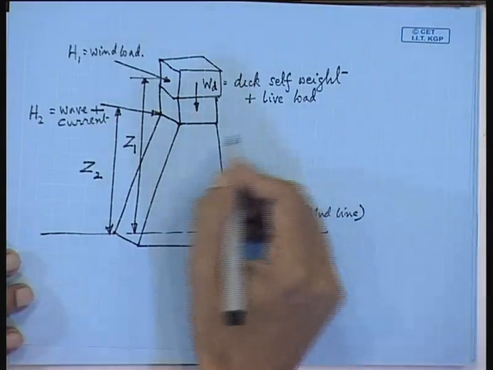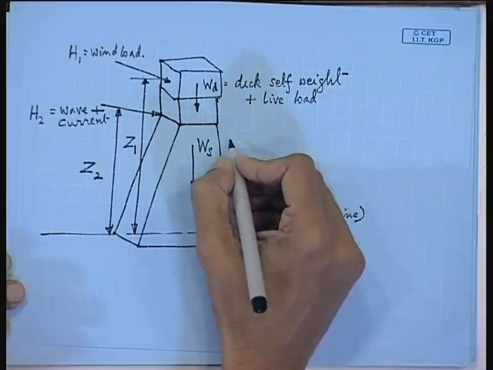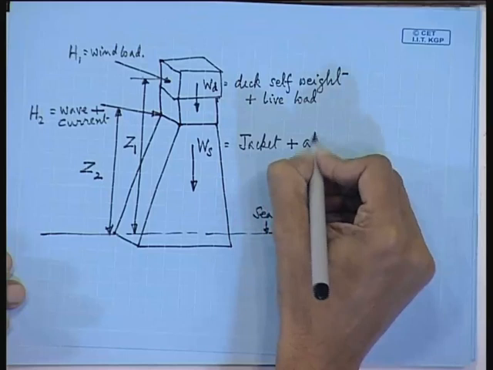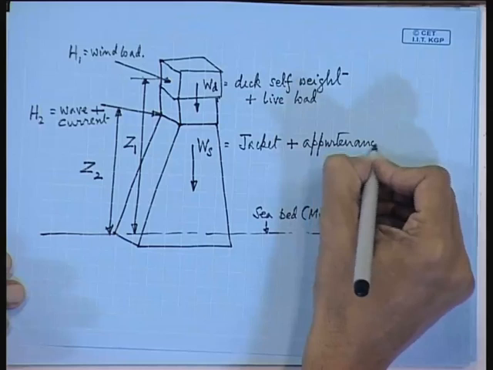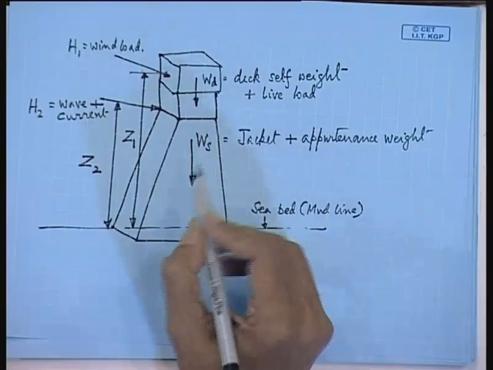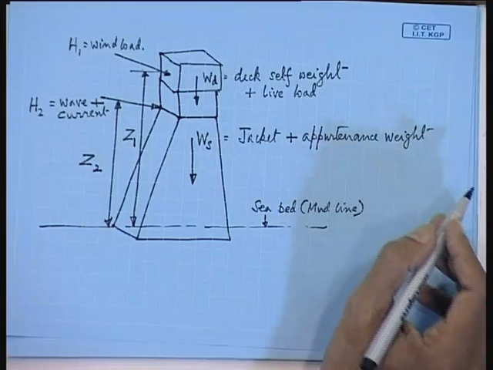Now the other portion, here, you will get your underwater truss. So that is called WS. So this is jacket plus appurtenances weight. So the appurtenance is the add-on to your jacket. What I have drawn is a bare jacket, but here you will find barge bumpers, then boat landings. So those are called appurtenances weight. That is something like the objects that are welded on the hull.